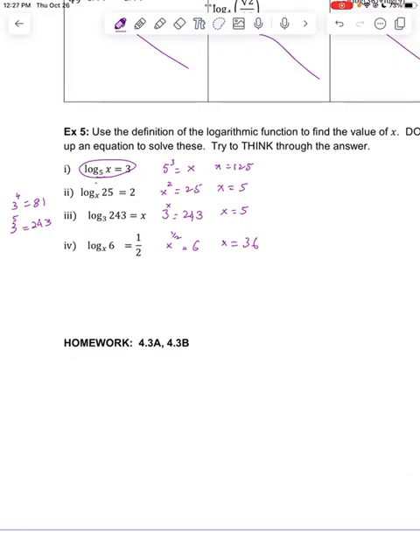So now you should be able to do the homeworks 4.3a and 4.3b if you have not done them yet.